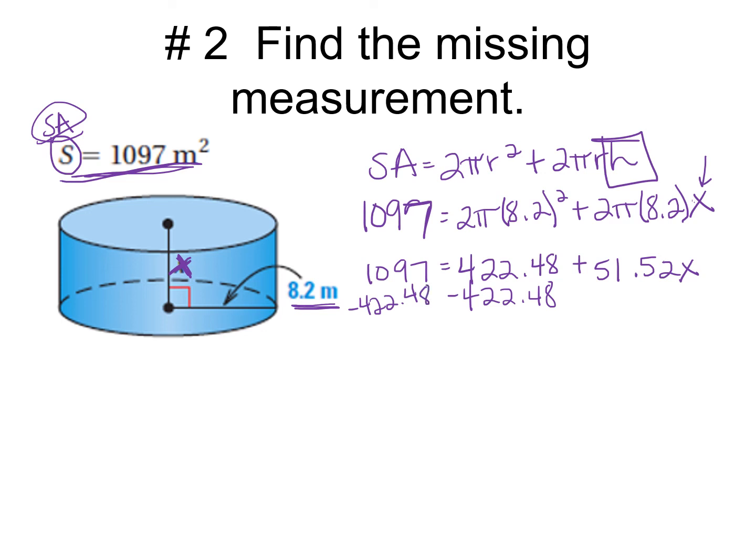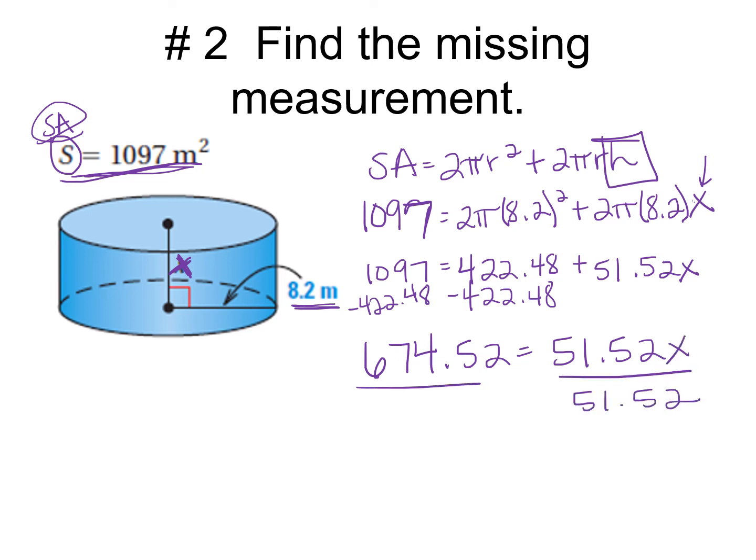When I take 1097 minus 422.48, I get back the number 674.52. So that equals our 51.52x. Now to get x alone, I divide both sides by 51.52. When I type that into my calculator, you should get back an answer that x is going to equal 13.09. And what were we trying to find? We were trying to find the height, so let's give it a good label. Height is one-dimensional, so all I'm going to label this with is meters.